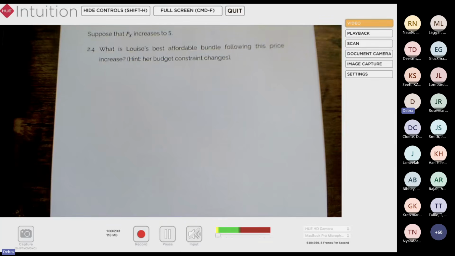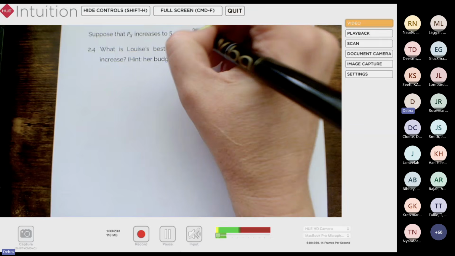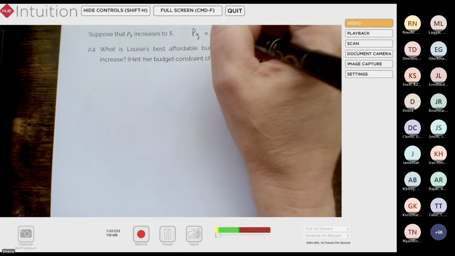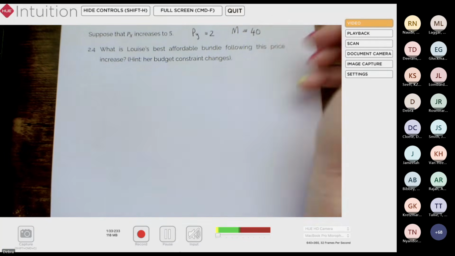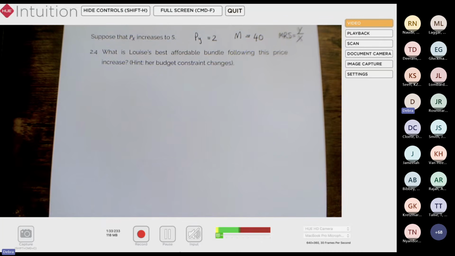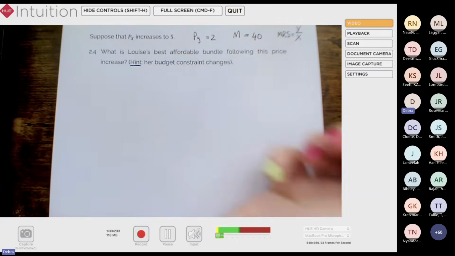So the question says, suppose that the price of X increases to 5. I'm just going to get the numbers from the previous page. So the price of Y is still 2, and her M is still 40, and the MRS is still Y over X. Okay, so I'm just putting those values up there to help guide what I'm going to do now. So what is Louise's best affordable bundle following this price increase? Okay, now I've put a hint here. Her budget constraint changes.